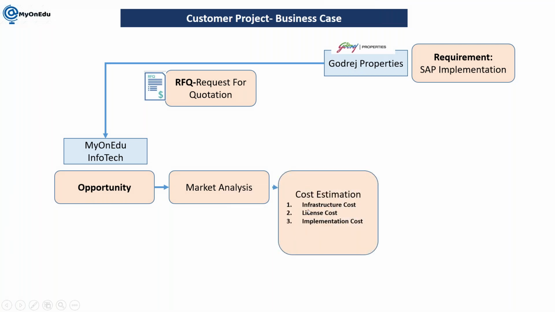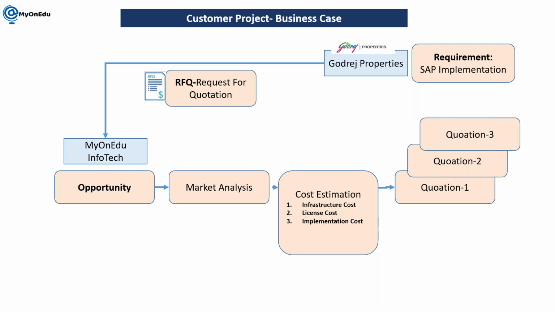So the cost estimation will include different factors like infrastructure cost, license cost, implementation cost, and based on that we will prepare the quotation and submit it to Godrej Properties. So we can submit multiple quotations when we are participating in any bidding procedure. Generally companies used to ask for 3 different quotations to be submitted.